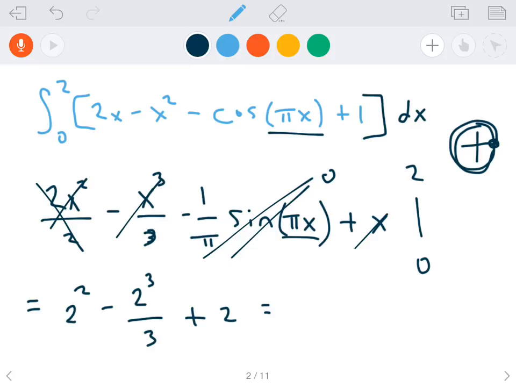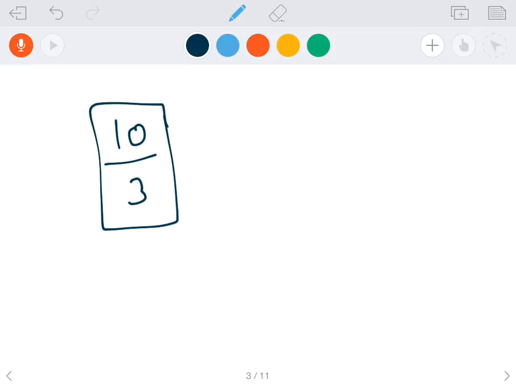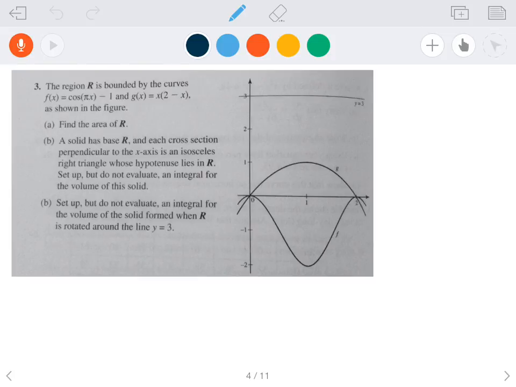So I can simplify this a little bit. I have 2 squared is 4 plus 2 is 6 minus 2 cubed over 3. If I get a common denominator, that would be 18 over 3 minus 8 over 3. And that 18 minus 8 gives me a final answer of 10 over 3. And we did it all without using a calculator. Let's take a look at part B now.